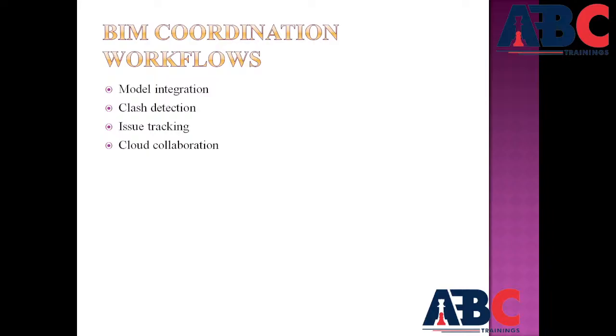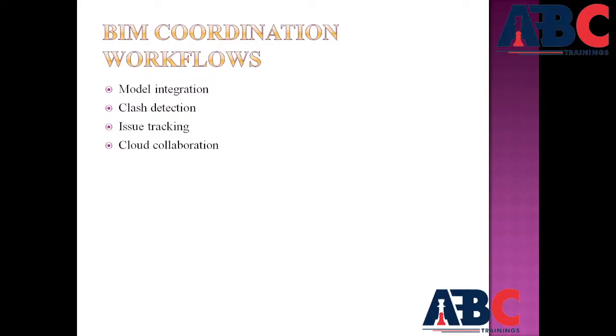First of all, it has model integration. Each discipline, architecture, structure, and MEP, develops its own BIM model. These models can be linked and federated into a single comprehensive model using tools like Navisworks and BIM 360. After that, clash detection is one of the most valuable aspects of BIM coordination. The combined model is analyzed to identify spatial conflicts, like an HVAC duct passing through a beam or a pipe intersecting a wall.